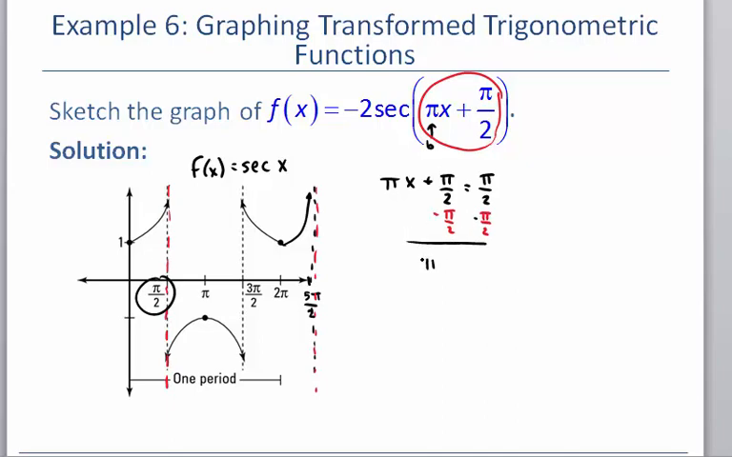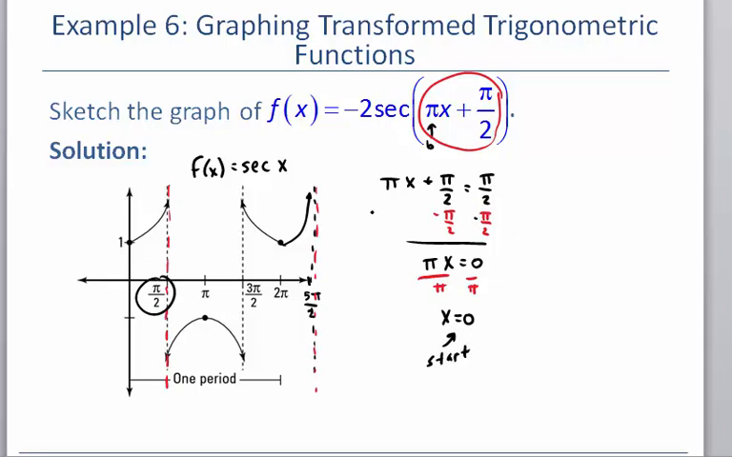So that's going to give me pi x is equal to 0. And then we're going to divide both sides by pi. And so that's going to give me x is equal to 0. So on my original graph, I started at pi over 2. On my new graph, I'm going to start it at 0.